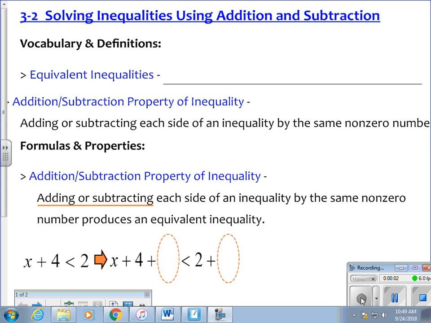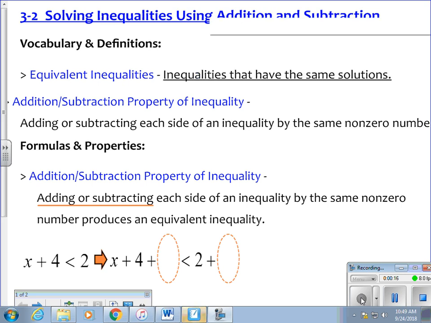Okay, section 3.2, solving inequalities using addition and subtraction. Your vocabulary and definitions. First one is equivalent inequalities: inequalities that have the same solutions. Okay, addition, subtraction property of inequality.